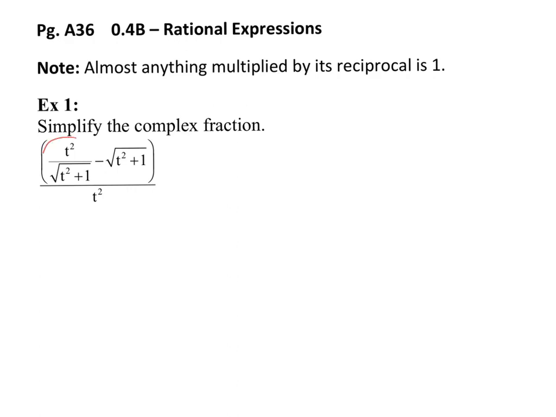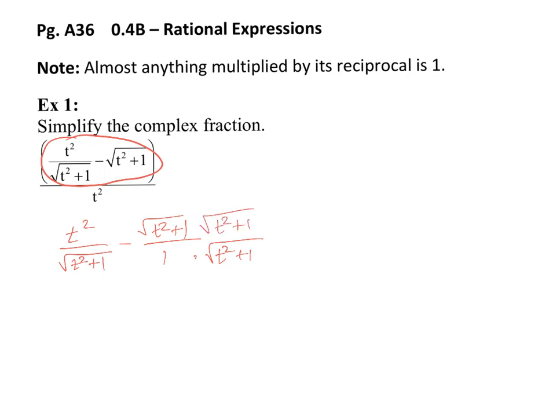Well, I'm going to start off with the numerator, and I'm going to find a common denominator. So I have this, t squared over the square root of t squared plus 1 minus the square root of t squared plus 1. That's simply over 1. Now if I want to find a common denominator, I have to multiply the second fraction by the square root of t squared plus 1, top and bottom. And then I have the t squared on the bottom here.